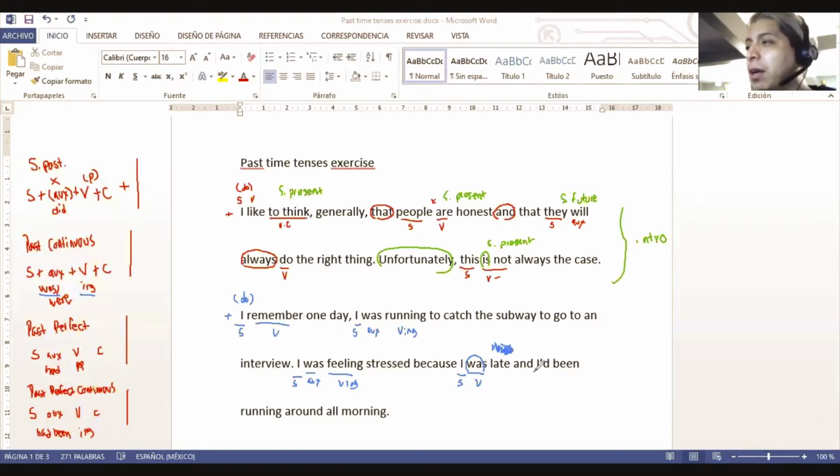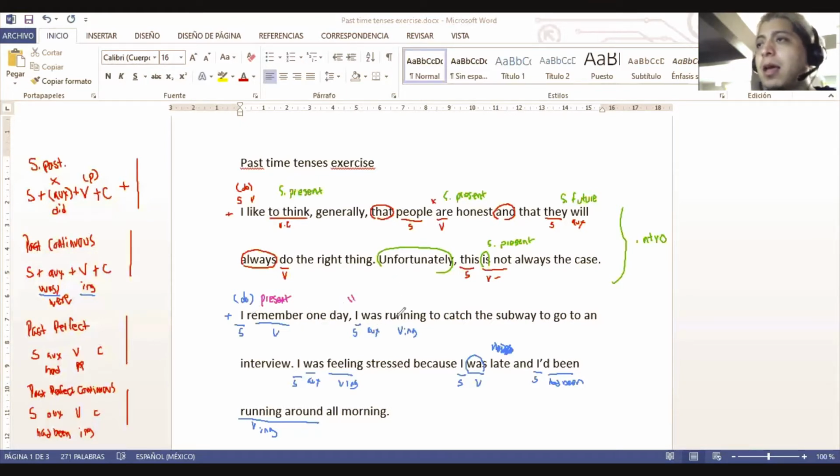And I've been running around, subject. The auxiliary is have been. And the verb is with ing, running around all morning. So in this part, as you can see, now they are using the present. Again, the present is I remember. It's because I always remember, or I normally remember, or in this moment I remember. This is the present. I remember one day, and then this is where the story starts.